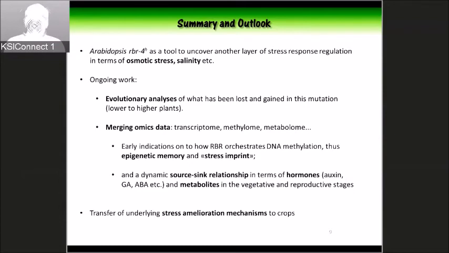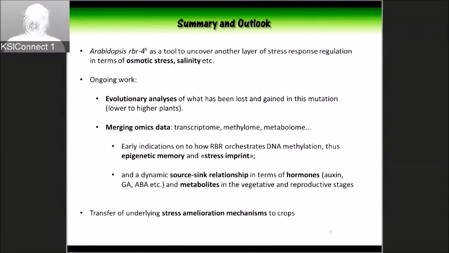So what is ongoing work: the evolutionary analysis, and what has been lost from Physcomitrella to Arabidopsis, for example, to compare. And then we try to merge different types of omic data. We collect the transcriptome data, which is already available, methylome data being conducted, and metabolome data being conducted. Early indications suggest that RB seems to orchestrate DNA methylation, for instance. Thus, there is a stress imprint, because there is an epigenetic memory.